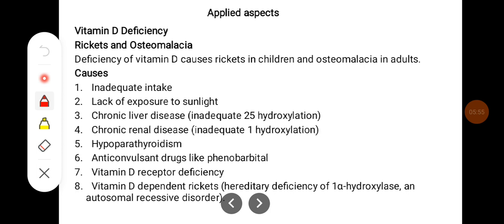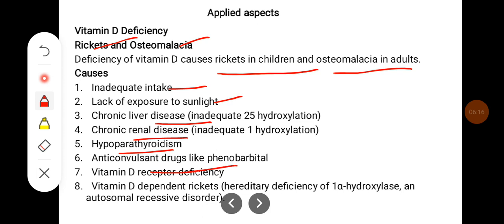Vitamin D deficiency leads to rickets and osteomalacia. Deficiency of vitamin D causes rickets in children and osteomalacia in adults. Some of the causes for vitamin D deficiency are inadequate intake, lack of exposure to sunlight, chronic liver disease, chronic renal disease, hypoparathyroidism, anticonvulsants like phenobarbital, vitamin D receptor deficiency, vitamin D dependent rickets, that is hereditary deficiency of 1 alpha hydroxylase, and autosomal recessive disorder.